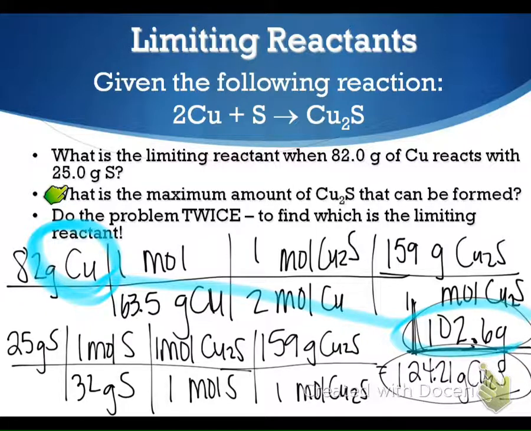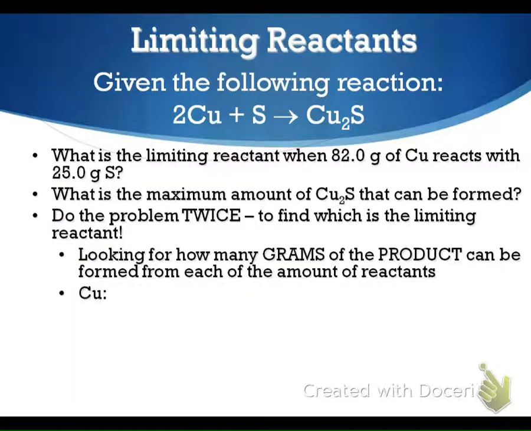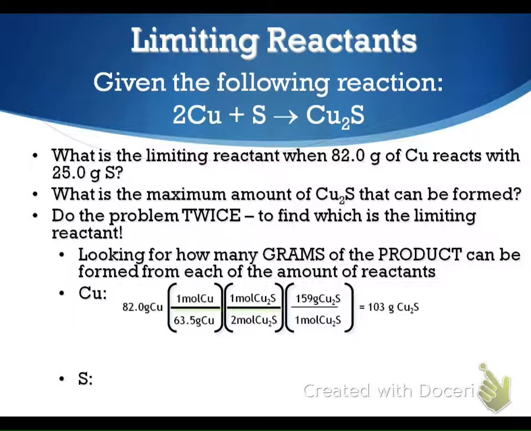Okay, that's really important for you to see because 82 looks a lot bigger than 25. So we would kind of start to think that, oh yeah, sulfur is going to run out first. That's not the case. So you've got to make sure that you understand that just because it has a smaller starting amount, it does not mean that it will be your limiting reactant. Okay, we already did all that.